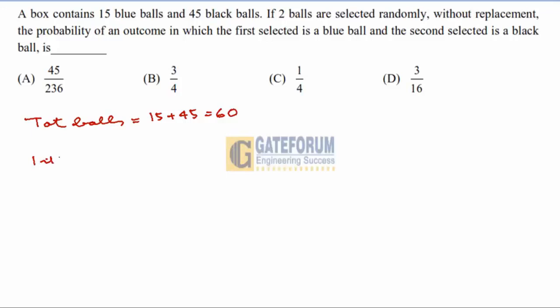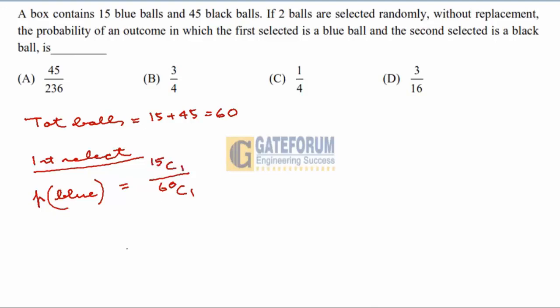So in the first selection, the probability of picking up a blue ball would be, see, the total outcome is 60 C1. You are picking up one ball out of this 60, and from that you have picked up a blue ball. So the favorable outcome is 15 C1. This probability is nothing but 15 by 60, which is nothing but 1 by 4. So the probability of the blue ball is this.